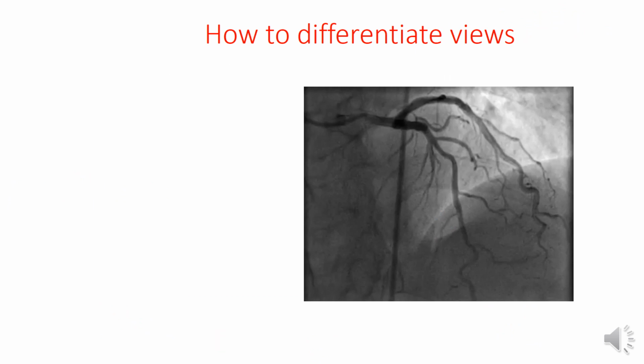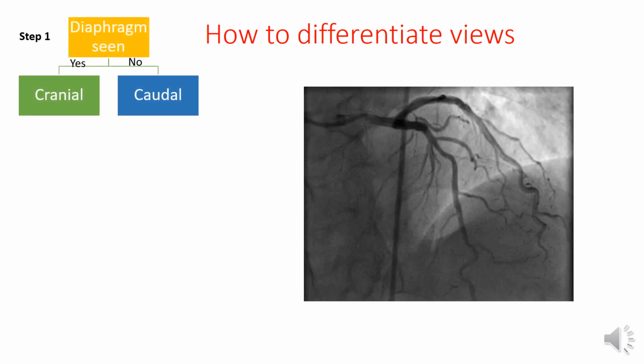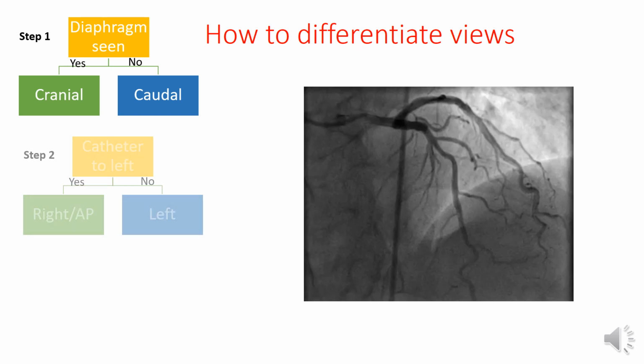So how to differentiate all these views? We have a classic teaching method which depends on anatomical markers like the diaphragm. If you see the diaphragm in the picture, this means that we are looking from the head side of the patient, or the cranial side of the patient. So when I see the diaphragm, most probably it is a cranial view.